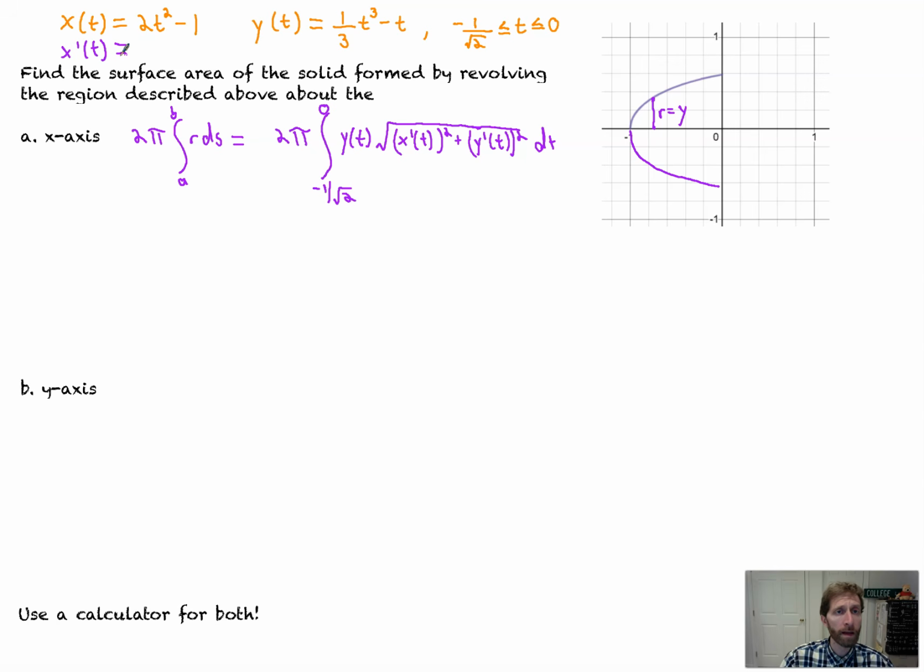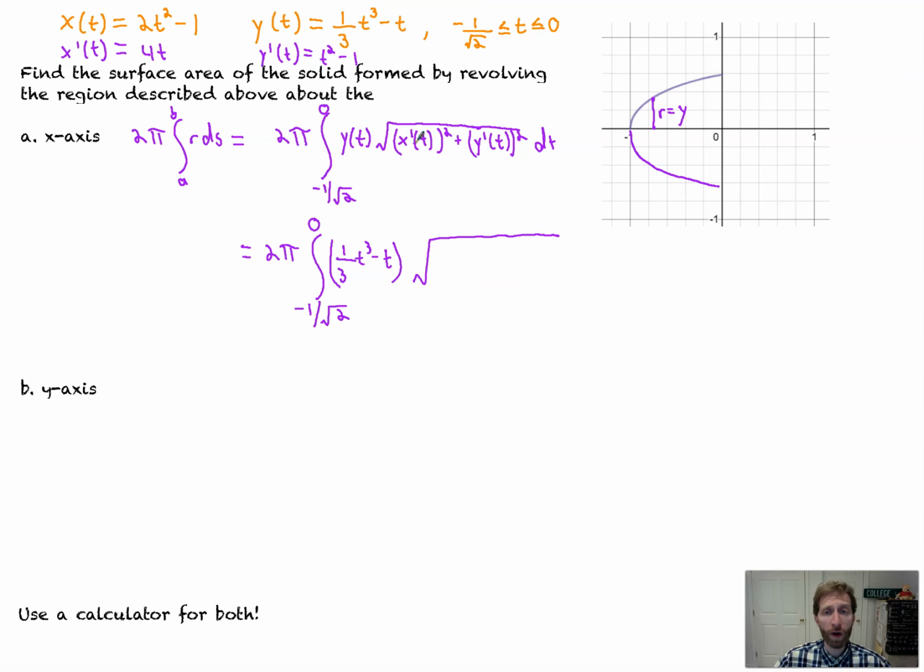So x prime of t is equal to 4t. Y prime of t is equal to the derivative of y of t, which is t squared minus 1. And so that's going to be equal to 2 pi times the integral from -1 over root 2 to 0 of y of t. So be careful here. That's 1/3 t cubed minus t. Use the right functions. Times the square root of x prime of t squared, that's 4t squared, plus y prime of t squared, which is t squared minus 1 squared dt. All right, and I'm going to come back to that. We'll get the decimal equivalents for our answers, but that's the setup. It's all calculated from there.